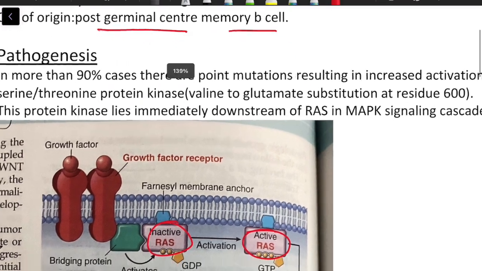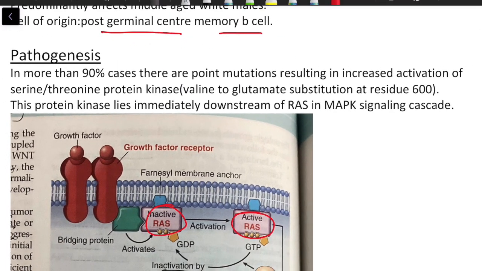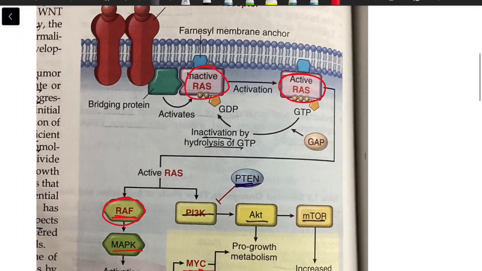Now, what is the pathogenesis? In more than 90% of cases, there are point mutations resulting in increased activation of the serine threonine protein kinase. And what is the point mutation? There is a valine to glutamate substitution at residue 600. 600 is basically the location at which the mutation is taking place in the protein, and this protein kinase lies immediately downstream of RAS in the MAP kinase signaling cascade.